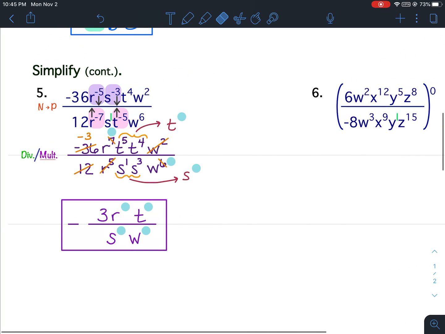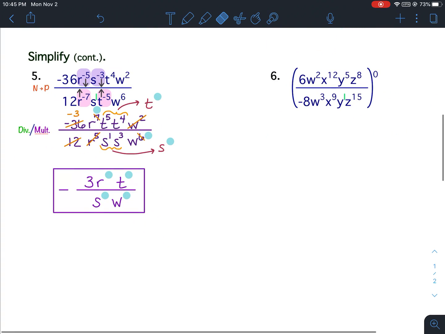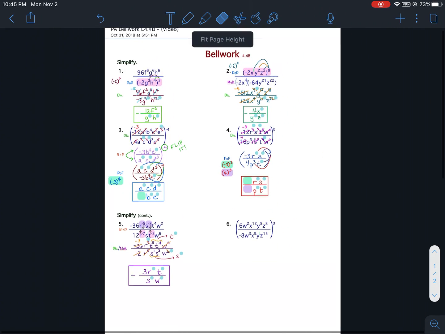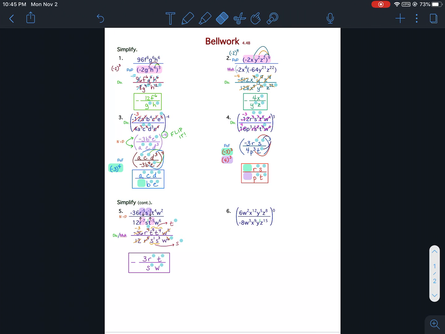If you have any questions on number 5, please let me know. As far as number 6, I am not helping you at all with number 6. If you need help, I would strongly suggest looking at your notes, but it is an easy problem and you are going to do number 6 on your own. So if you have any questions on Bellwork 4.4b, please do not hesitate to ask.